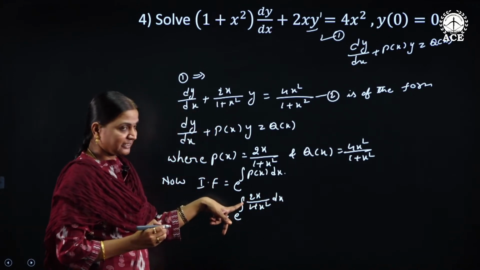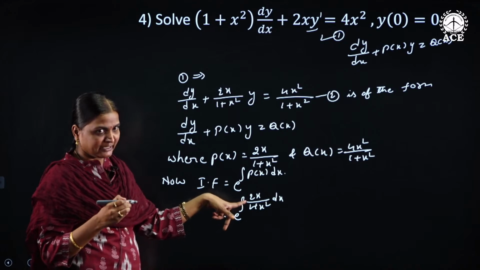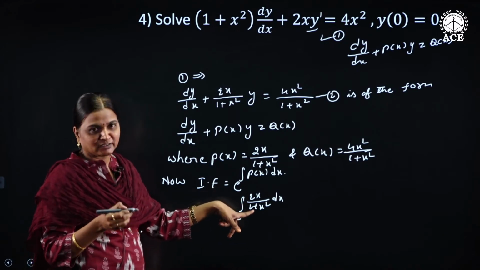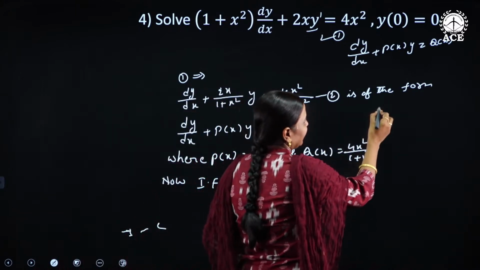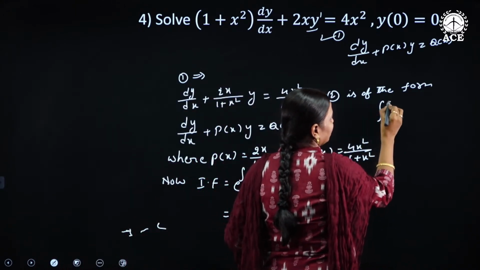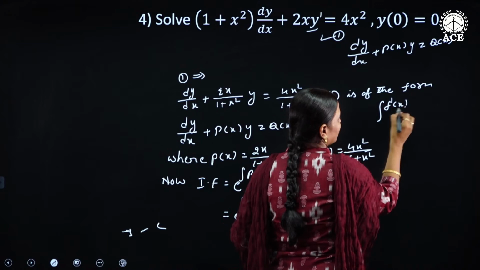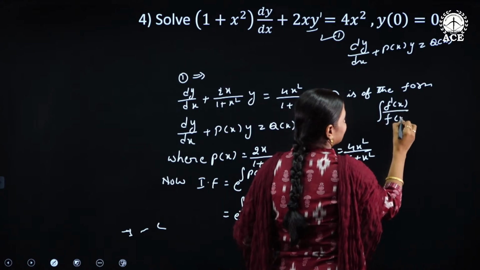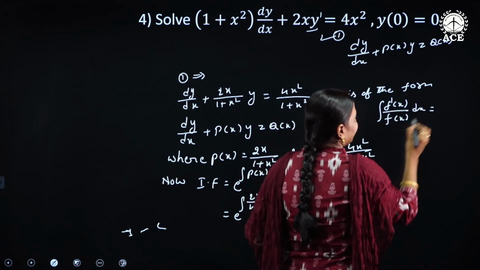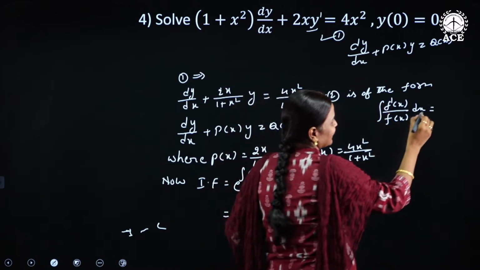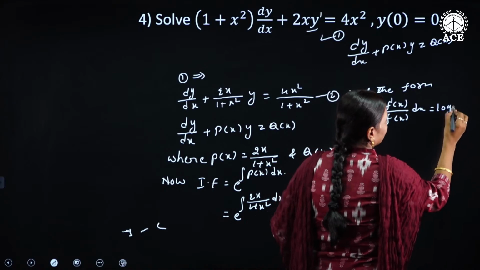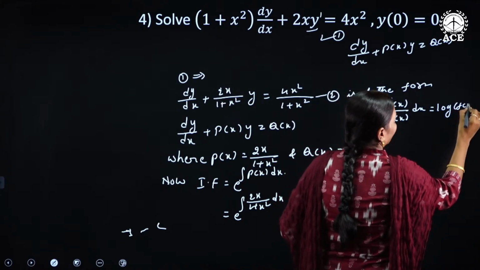Now, how to integrate this one? Again, we know the intermediate substitution method or the direct formula. This is of the form, integration of f dash of x by f of x into dx. When the integration is in this form, its integration is equal to log of f of x.